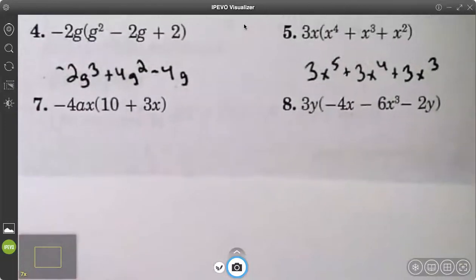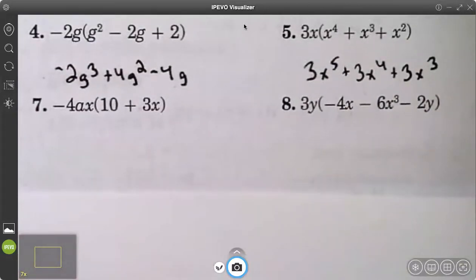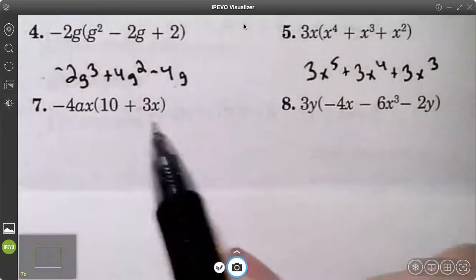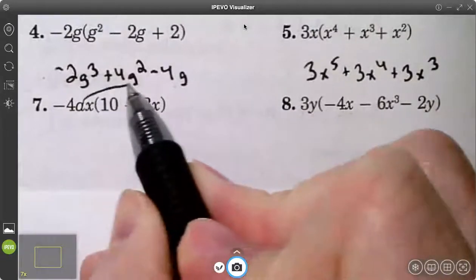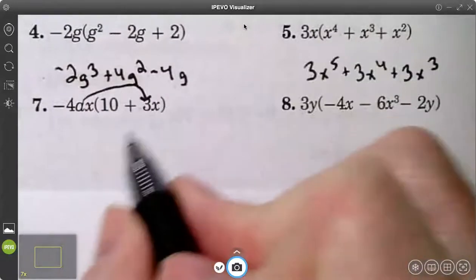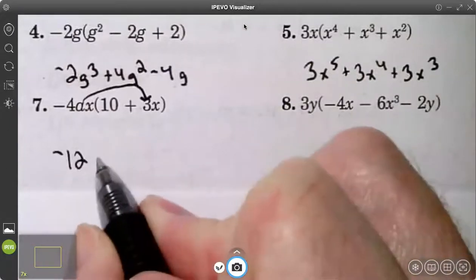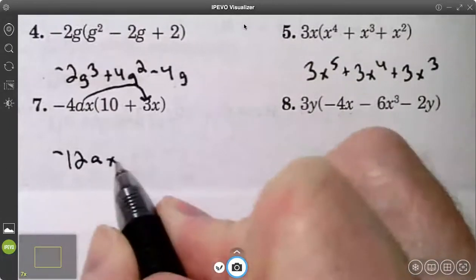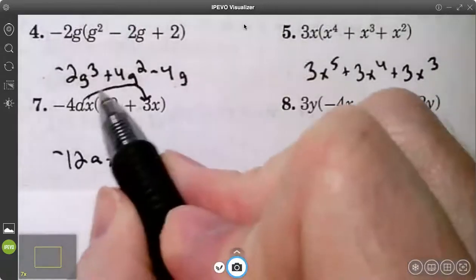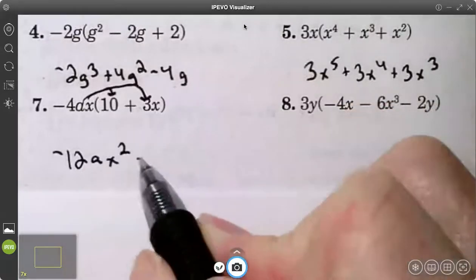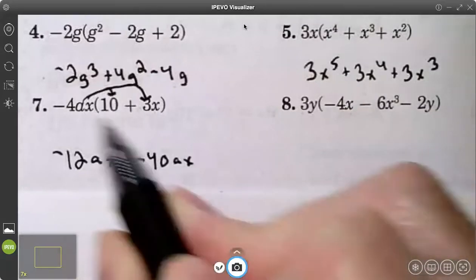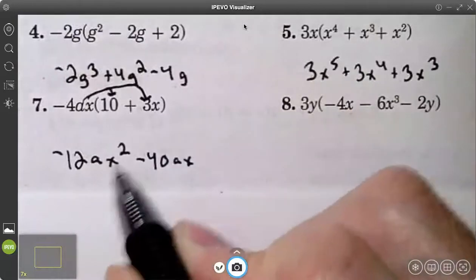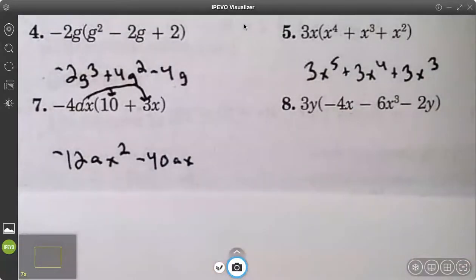Number 7, if you go left to right, you'll have to rearrange them. So I'm going to distribute to this one first. Negative 4 times 3 is negative 12. Your a stays, and x times x is x squared. Then you get negative 40ax. Degree of 3 here, degree of 2 here. So the degree of the whole binomial is 2, leading coefficient negative 12.